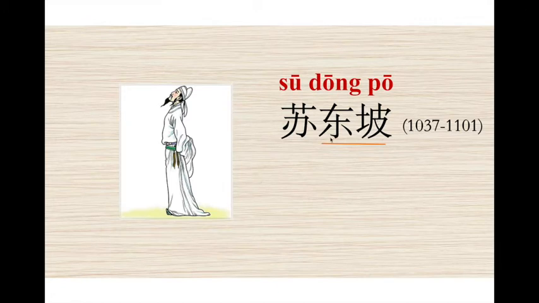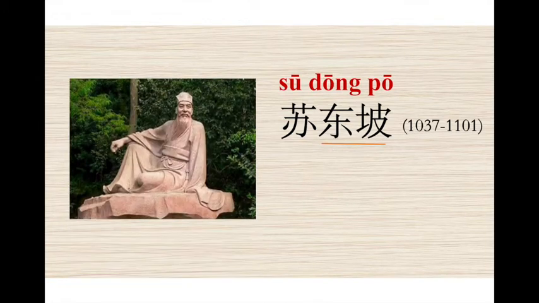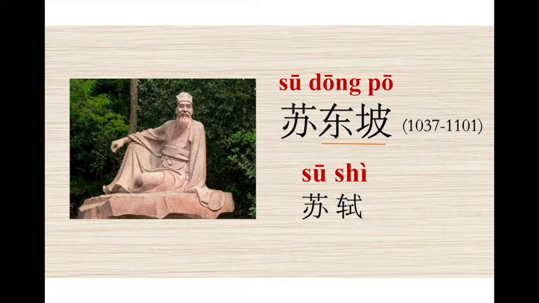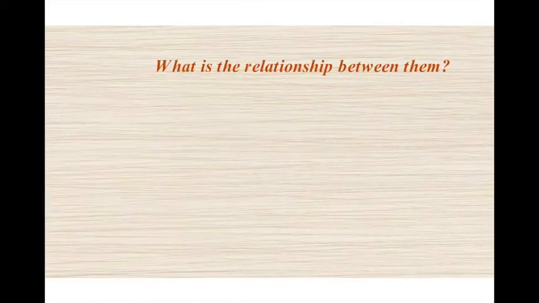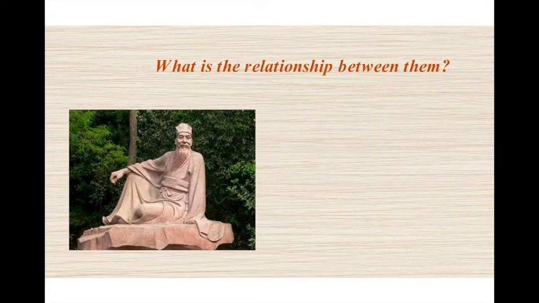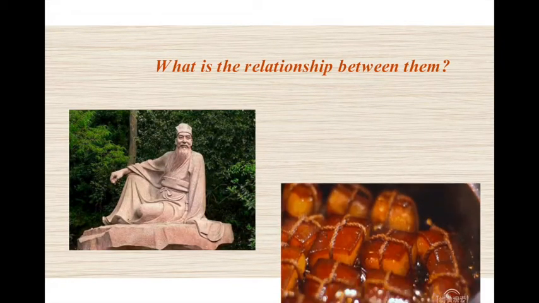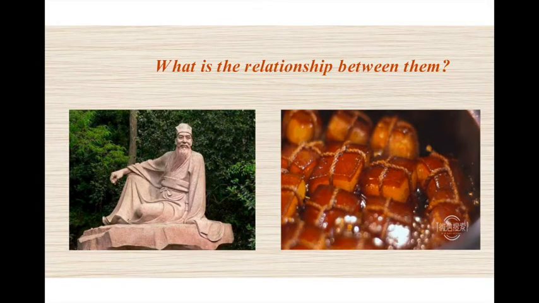This name is an informal one, and he has a formal name, Su Shi. The last name does not change, only the first name. Su Shi is the formal one. This person is a poet, a calligrapher, and an artist, and he is very famous. Now we have a question here: what's the relationship between Su Dongpo and the Dongpo pork?